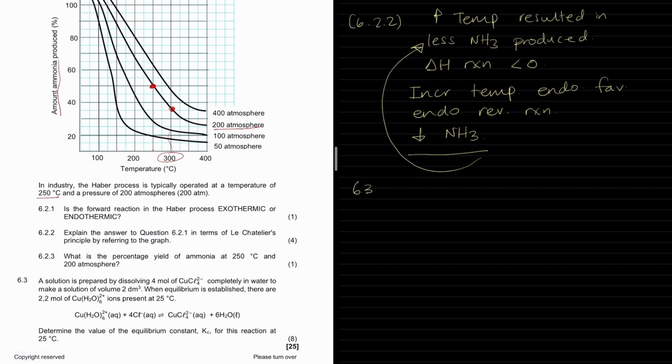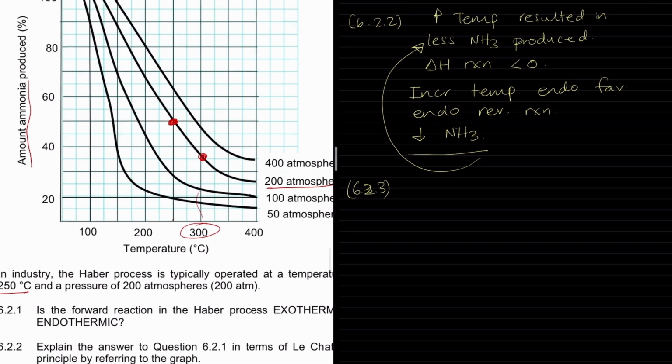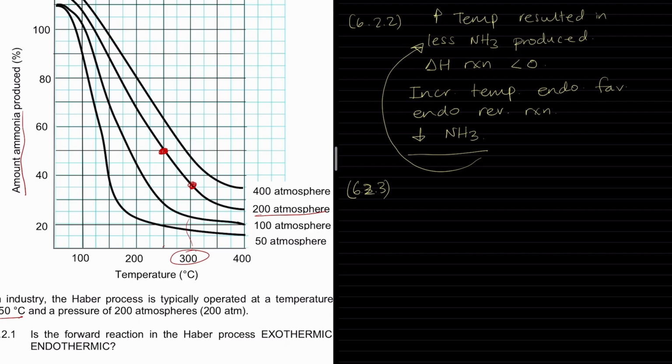6.2.3. What is the percentage yield of ammonia at 250 degrees and 200 atmosphere? So 250 degrees and 200 atmosphere. So here's this curve. We're following this curve here. We're reading it across. It's 50%.